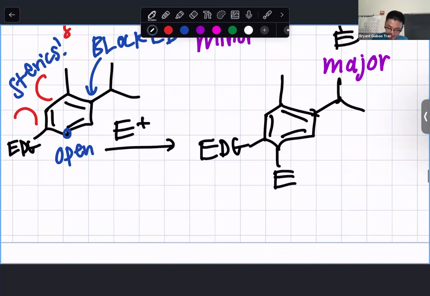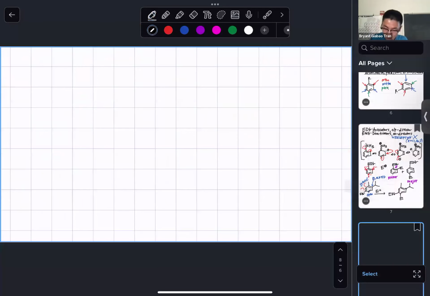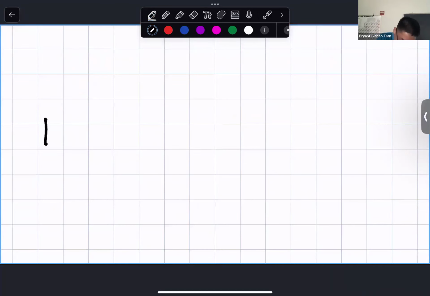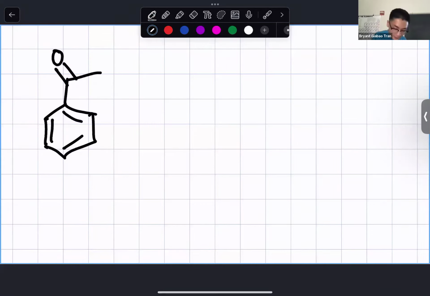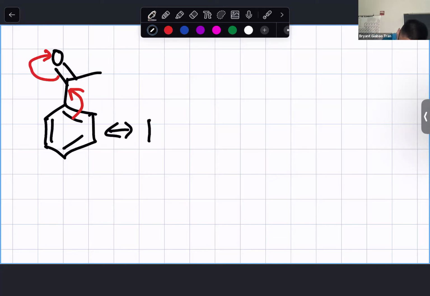Now let's look at EWGs. Let's say we have this benzene ring here, and we have this electron withdrawing group on that benzene ring. I'm going to draw out its resonance structures again. This is an electron withdrawing group because this carbon here is partially positively charged. It wants to gain or withdraw electrons. And it's withdrawing electrons from that benzene ring through this resonance arrow, which will pop the double bond onto that oxygen and give us these resonance structures here.